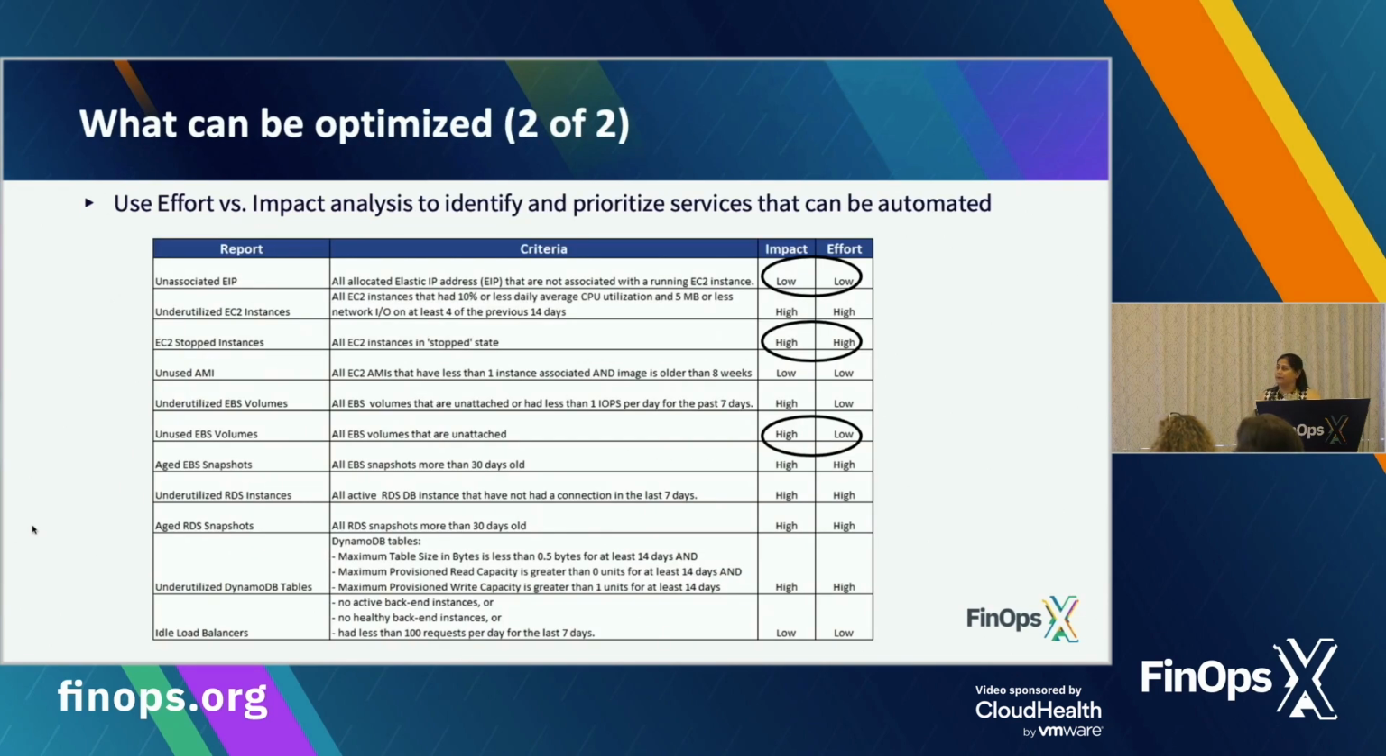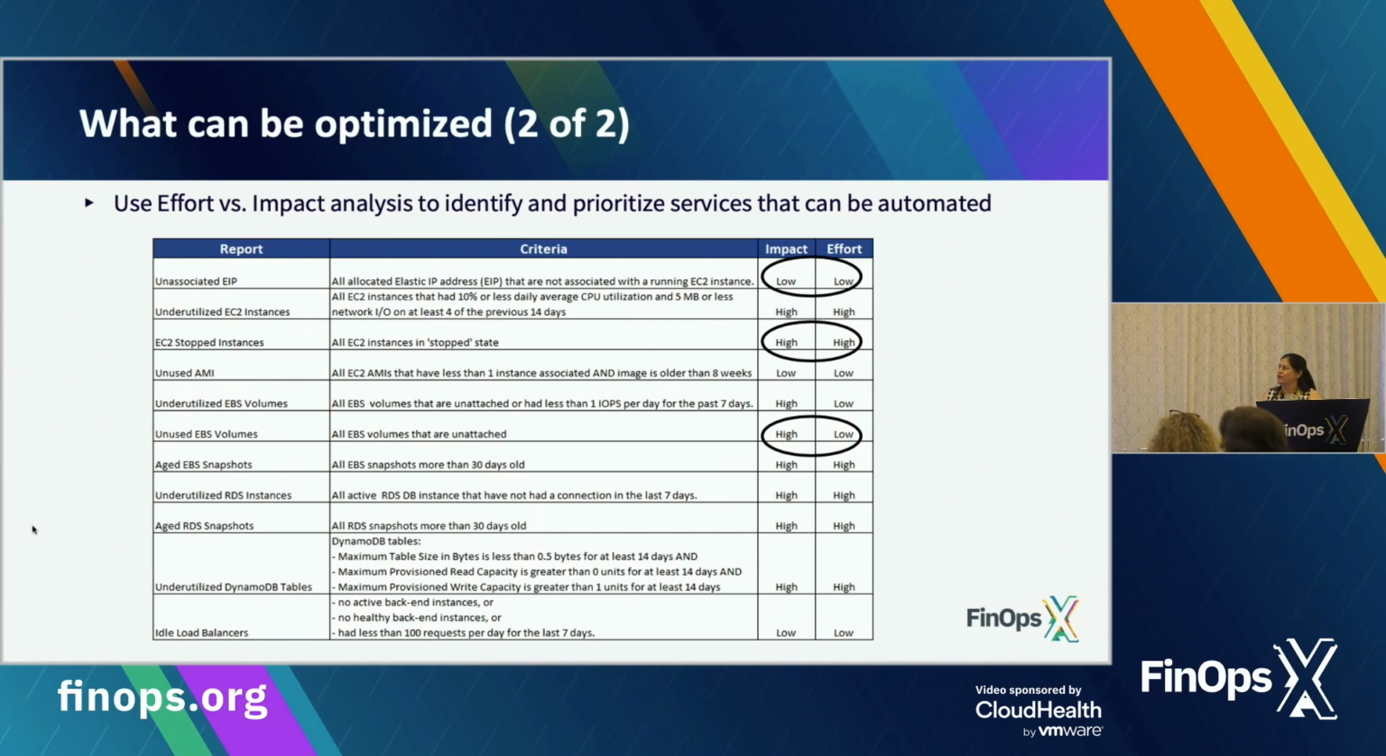Now, once we have identified the services that we want to look at based on different metrics, how do we prioritize them? What we employed in FireEye is using the effort versus impact analysis. The services where you will spend the littlest of efforts, but you get most of the impact, we call it in our FinOps terminology the low-hanging fruits.